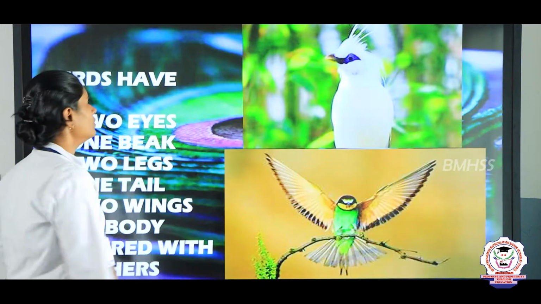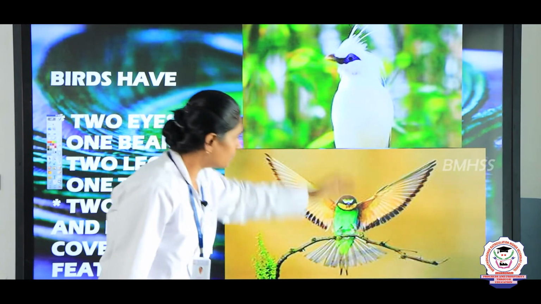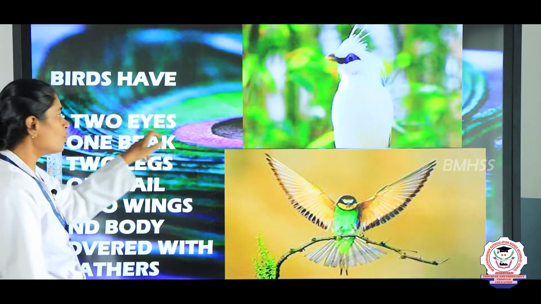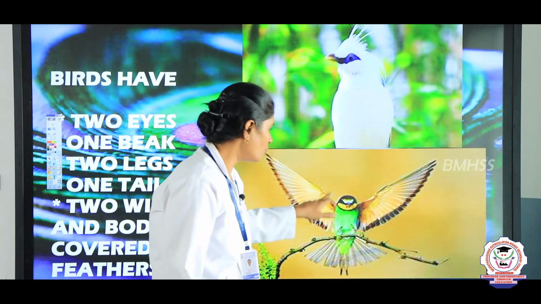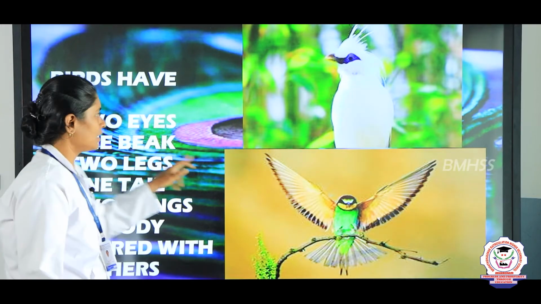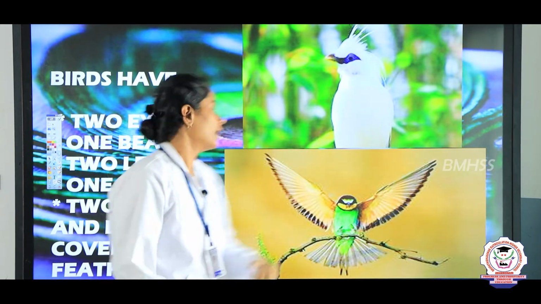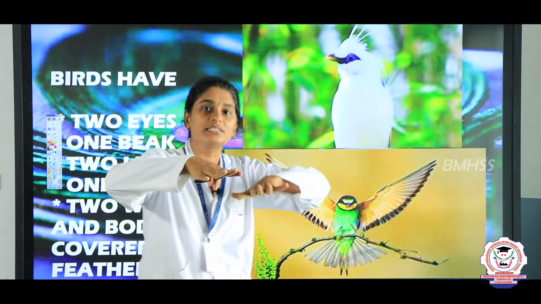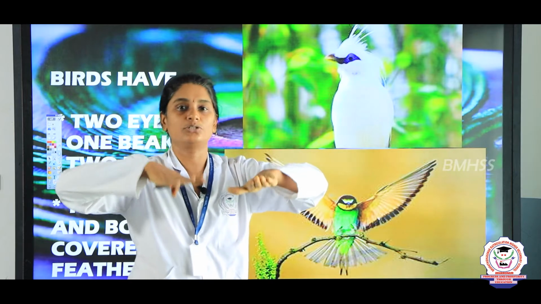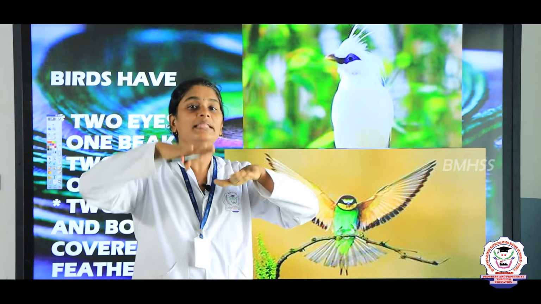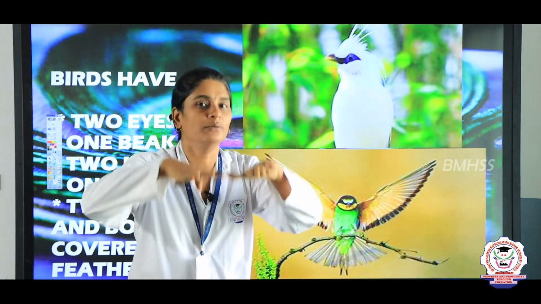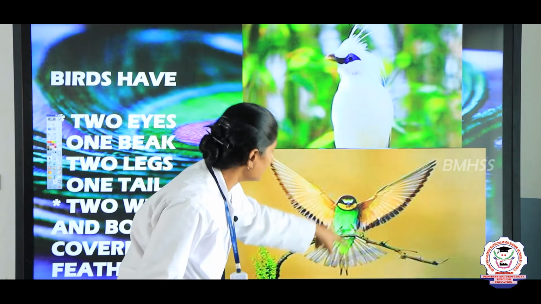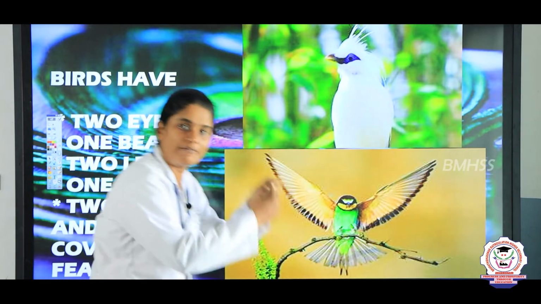Now let's see about birds. You can see the bird, right? As I already showed you, the bird has 2 eyes, 1 beak, 2 legs. Some birds use the legs to walk, and some birds will not walk, they will just hop and move, right? And then they have 1 tail. You can see a tail. The tail also has feathers, right?